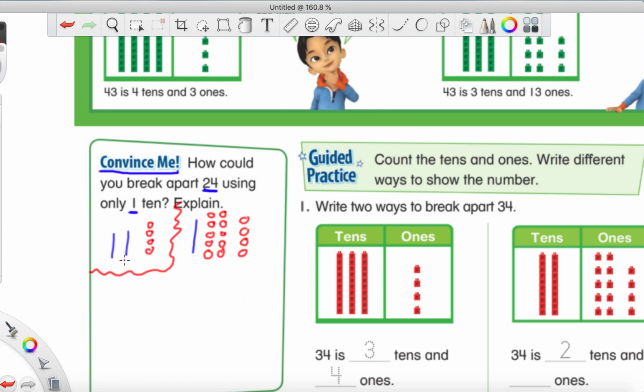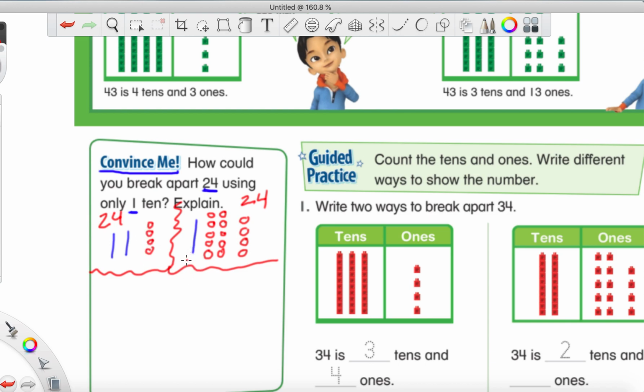So we have 24 over here, right? And now we also made 24 over here. It just looks different. That's all. And you can even count on to double check your answer. So here, if we count by 10s first, 10, 20, 21, 22, 23, 24.